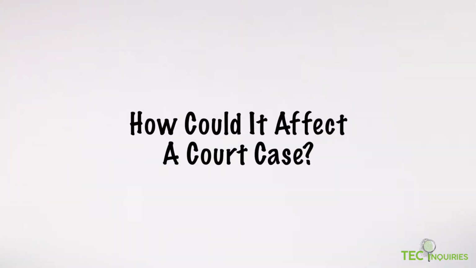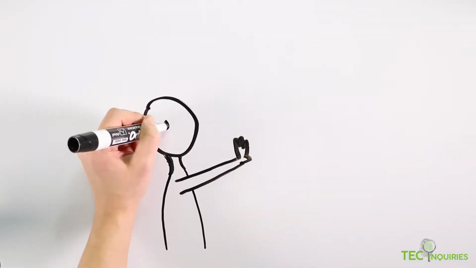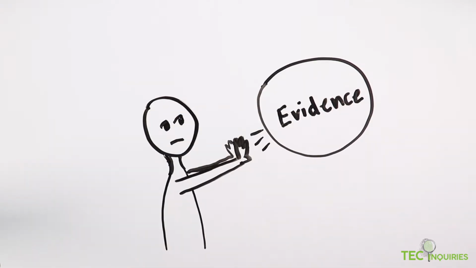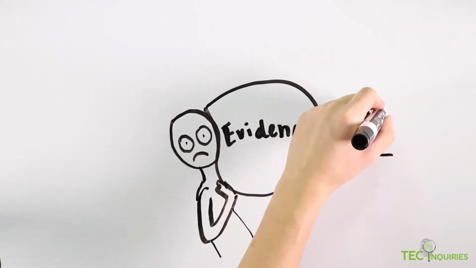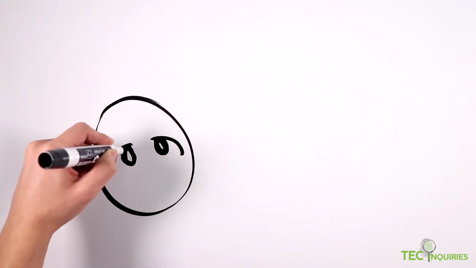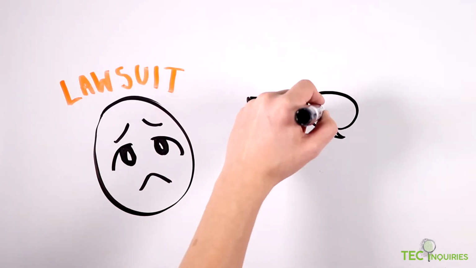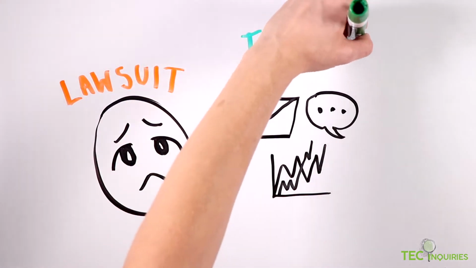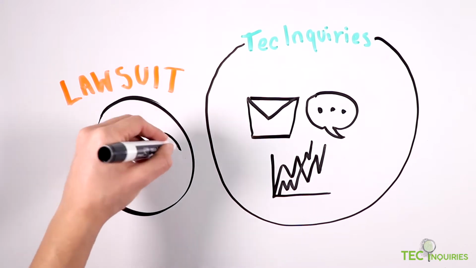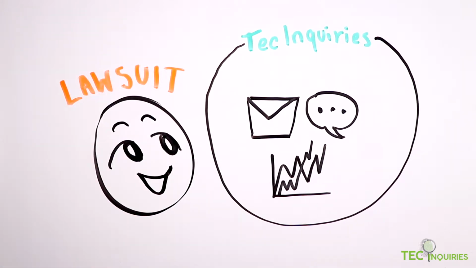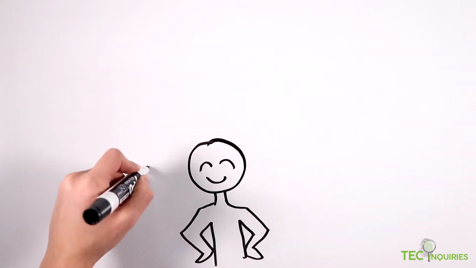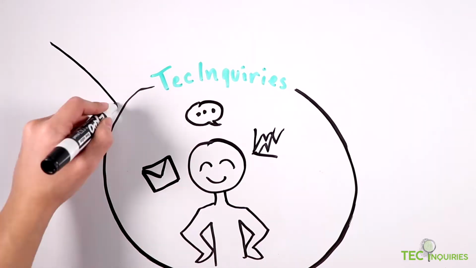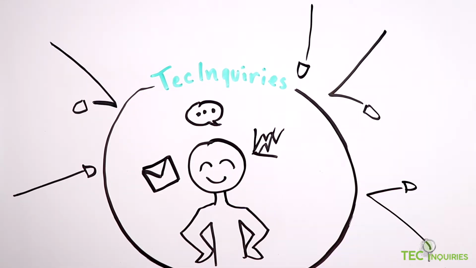How could it affect a court case? The moral of this story is, if you don't retain the evidence, it may be held against you. If you find yourself in a lawsuit, our methods can preserve your digital evidence for you, so you can avoid being accused of spoliation in the event of a trial. Many national law firms use us for this purpose to bulletproof themselves from the possibility of not preserving evidence.